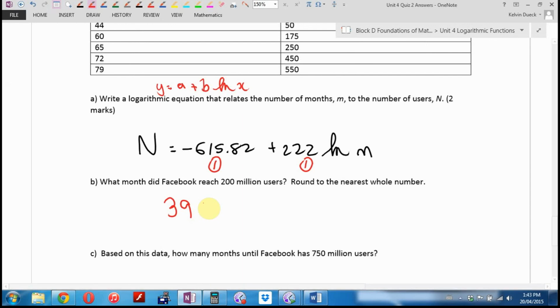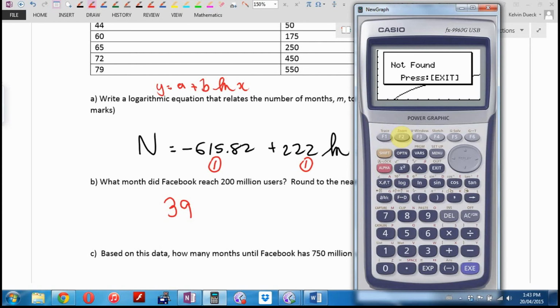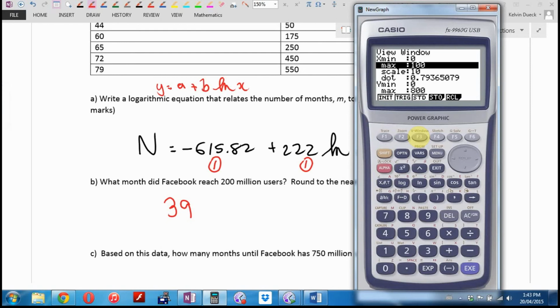How many months until Facebook has 750 million users? That's an X calculation. When we hit 750? Not found. It's way off the screen. Yeah, it's a huge number. Okay. Yeah, it's something we wouldn't even think of. It's okay. So I need to go to the right more. So let's try. Honestly, if I'm not sure, I always guess really, really uber big, and then I can always zoom back. And I'm going to go with a scale of hundreds.